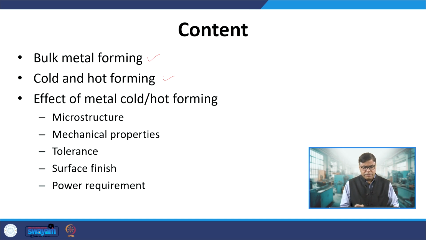And then what happens to the metal subjected to cold or hot forming in terms of the microstructure, mechanical properties, the kind of tolerance that is realized or the dimensional control which is possible, then the surface finish that is realized, and the power requirement or the force needed to be applied for hot or cold metal forming.